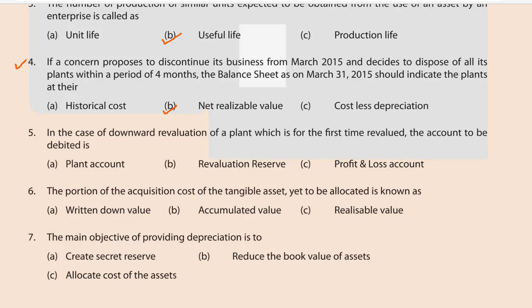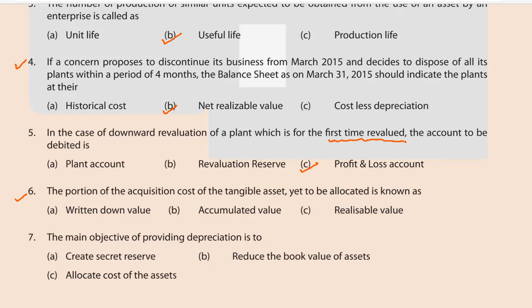In case of downward revaluation of a plant for the first time, there is no revaluation reserve created earlier, so we will use profit and loss account. Question 5, answer C. Profit and loss account.